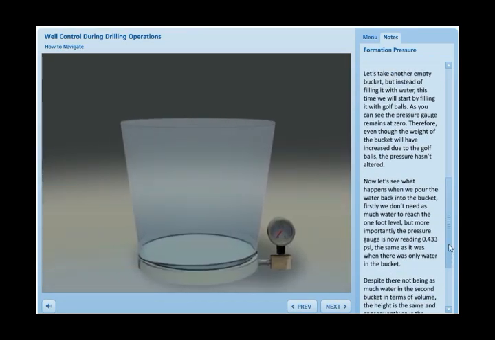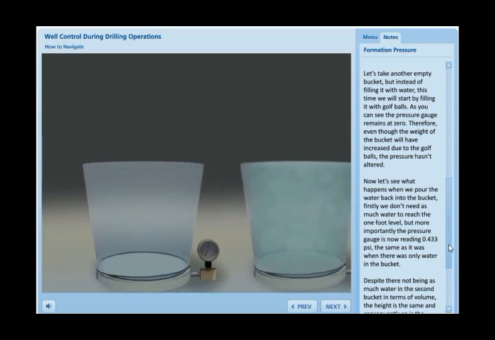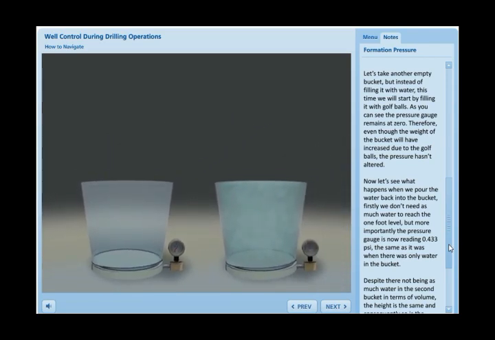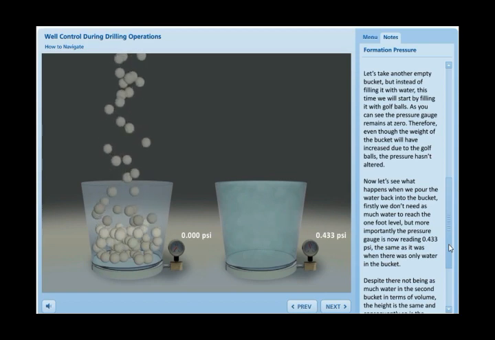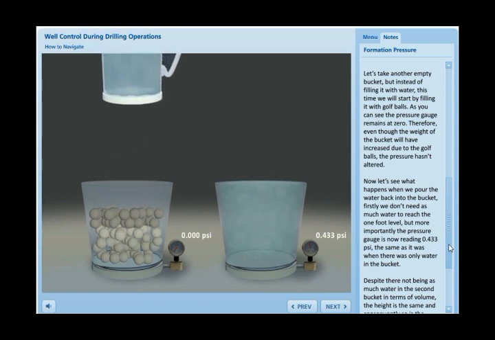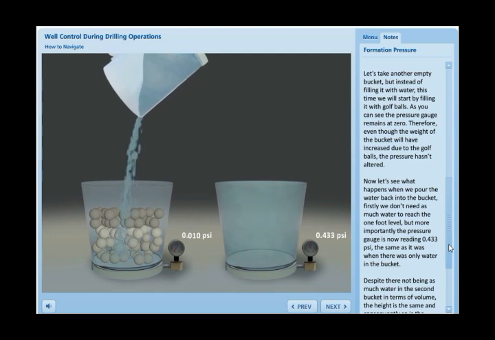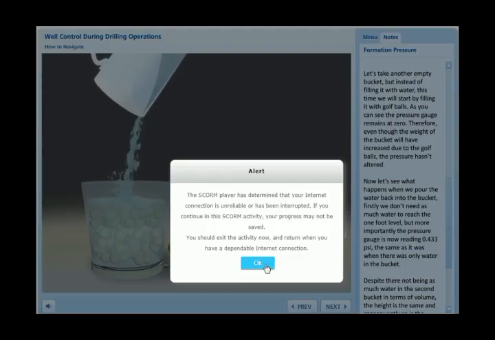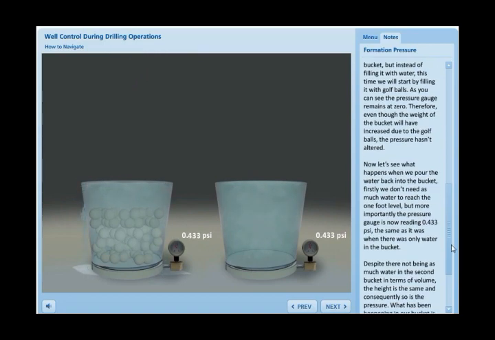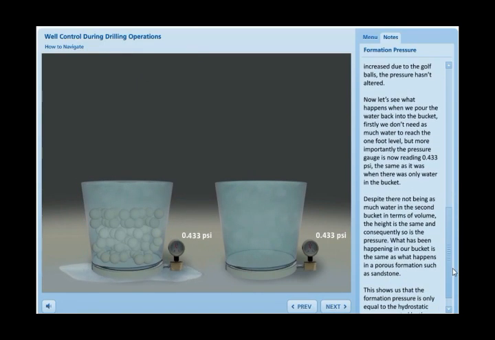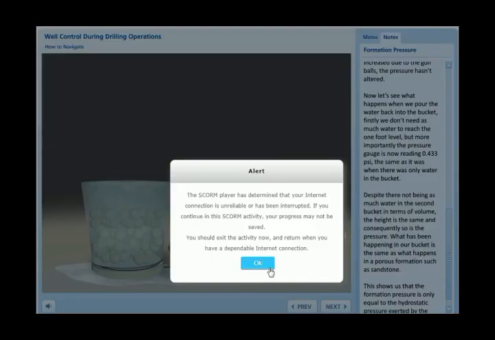Let's take another empty bucket, but instead of filling it with water, this time we will start by filling it with golf balls. As you can see, the pressure gauge remains at 0. Therefore, even though the weight of the bucket will have increased due to the golf balls, the pressure hasn't altered. Now let's see what happens when we pour the water back into the bucket. Firstly, we don't need as much water to reach the 1 foot level, but more importantly, the pressure gauge is now reading 0.433 psi, the same as it was when there was only water in the bucket.